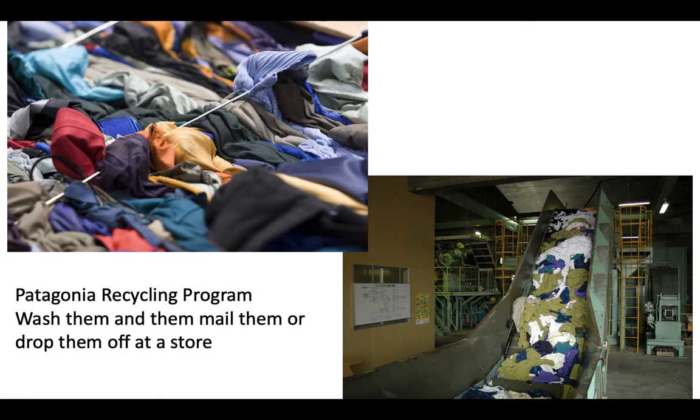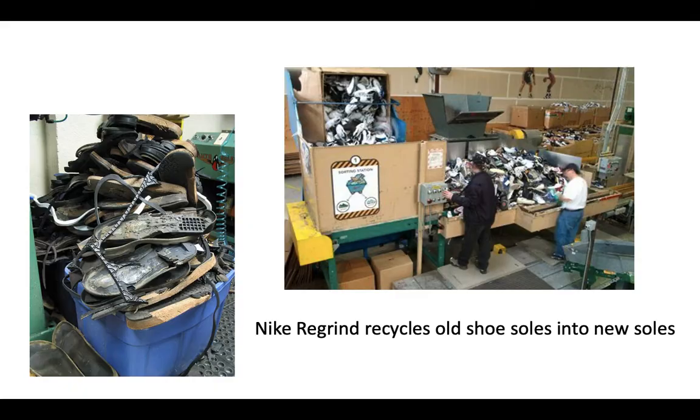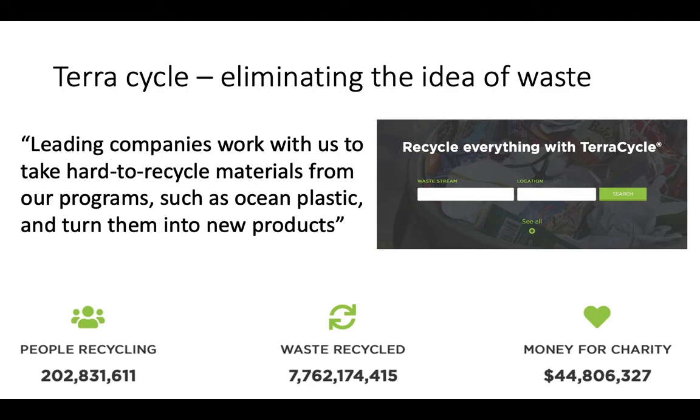There are lots of corporate recovery programs. Patagonia has a great program. You wash your clothes, you can mail them in or drop them off at a store, and they will recycle them. Nike will regrind old shoe soles into new soles, and they also are using single-use plastics to make some shoes. TerraCycle is a relatively new company that is trying to eliminate the idea of waste, working with companies to help recycle some of these harder to recycle materials and turn them into new products.